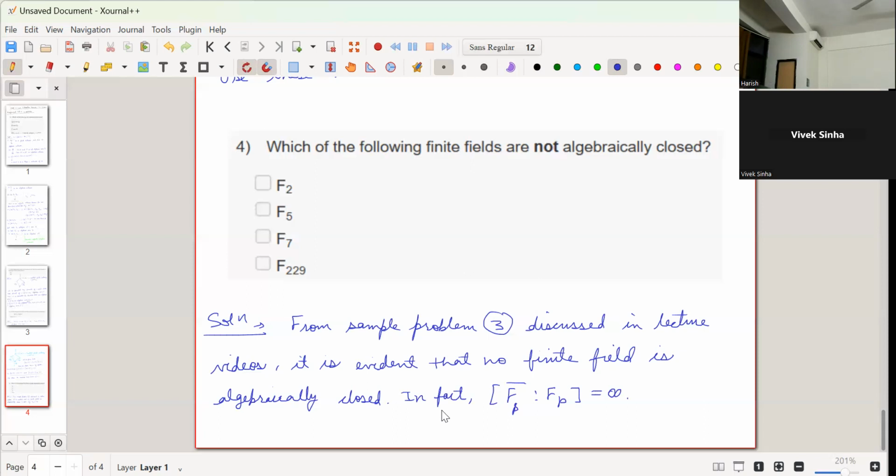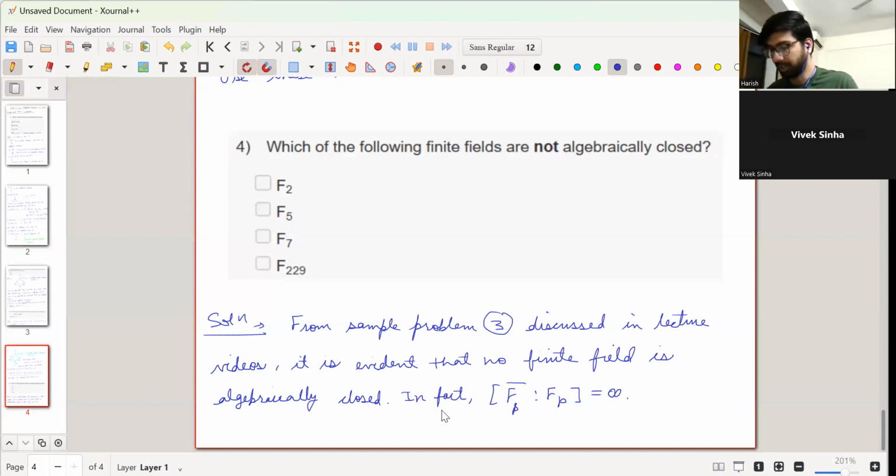It's clear, Vivek. Have you seen that sample problem? Sir, yes, it's clear. Can you say any example that is not satisfied by F2 or F5 or F7?